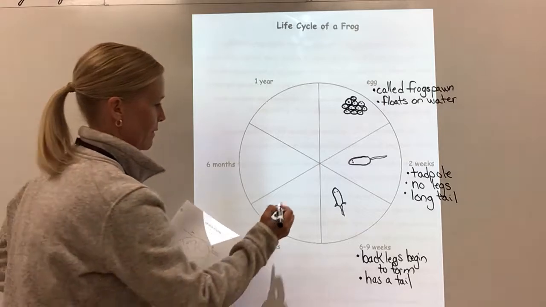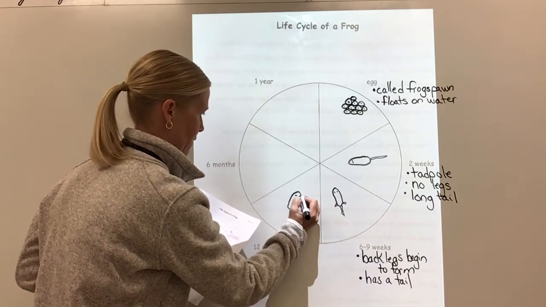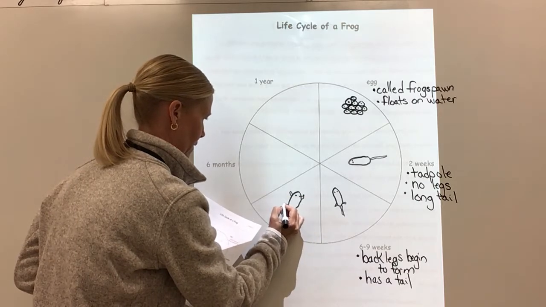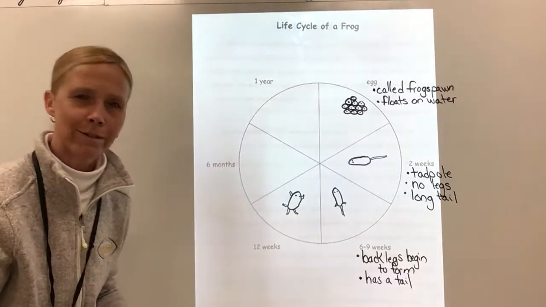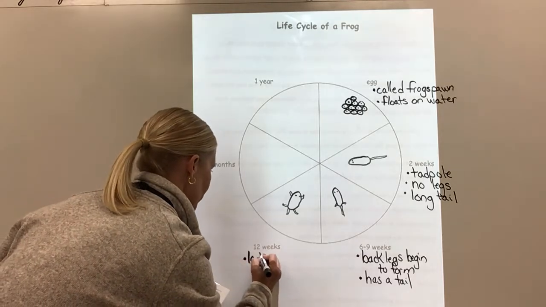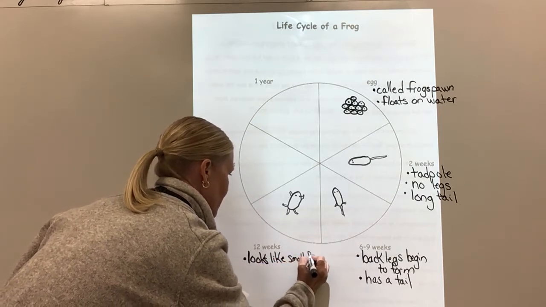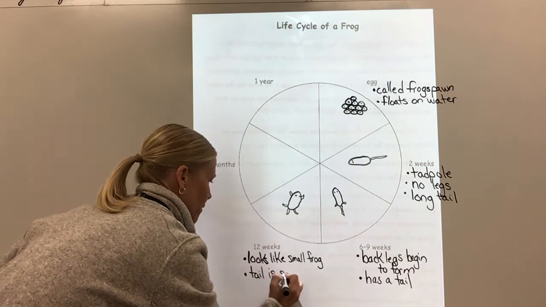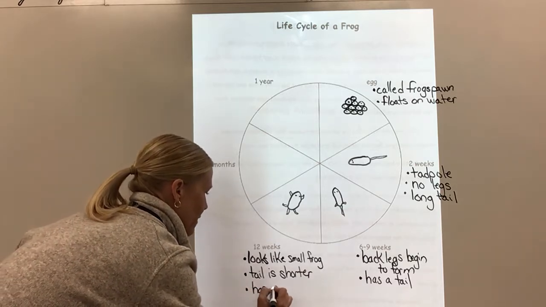At 12 weeks. All right, those eyes there. No, those aren't horns. Those are the front legs starting to grow. It's starting to look like a small frog. The tail is shorter, and it has front legs now.